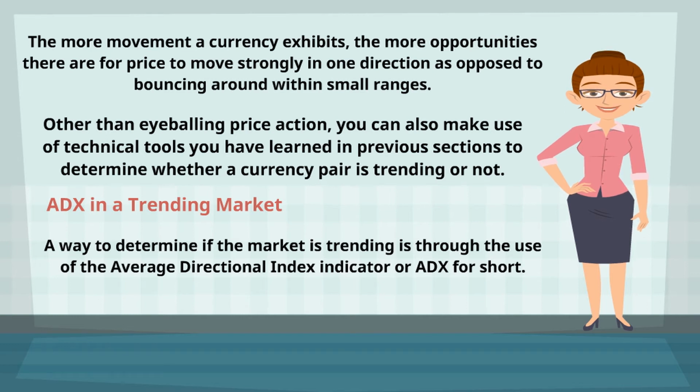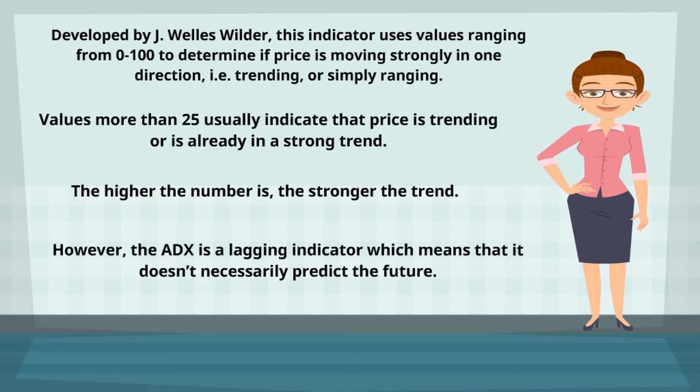Other than eyeballing price action, you can also make use of technical tools you have learned in previous sections to determine whether a currency pair is trending or not. ADX in a trending market. A way to determine if the market is trending is through the use of the Average Directional Index indicator, or ADX for short. Developed by J. Wells Wilder, this indicator uses values ranging from 0 to 100 to determine if price is moving strongly in one direction, i.e. trending, or simply ranging.